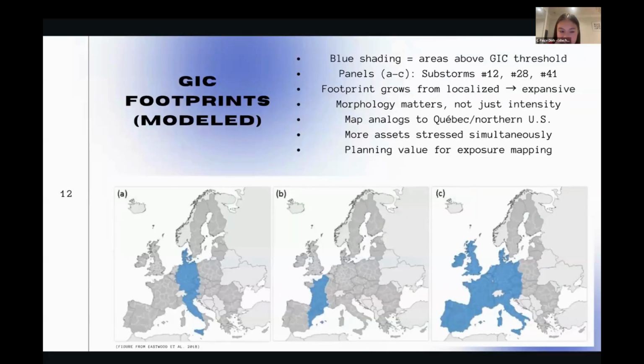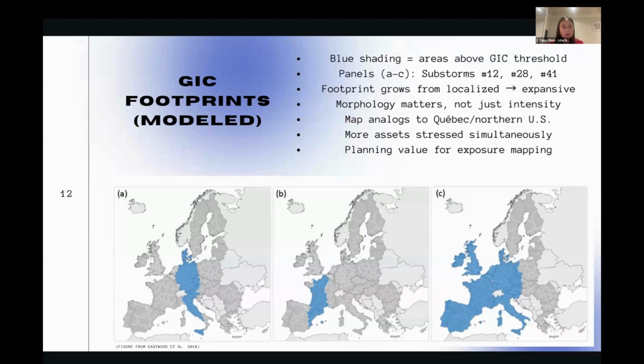Next up, this is our second figure. Figure two shows modeled substorm cases number 12, which is A, number 28, which is B, and number 41, which is C. The blue areas mark where the GIC surpassed high impact thresholds. From panel A to panel C, the footprint expands, which means more of the grid is exposed at once. Morphology matters because a wider, better placed footprint can be more dangerous than a narrow, intense one.